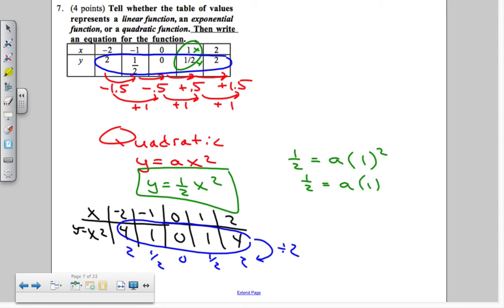So what I do to the x squareds to get these numbers is I take them, multiply them by a half. All right? So remember, for the quadratic, it's just going to be a matter of finding the a. You won't have a bx plus c to contend with.